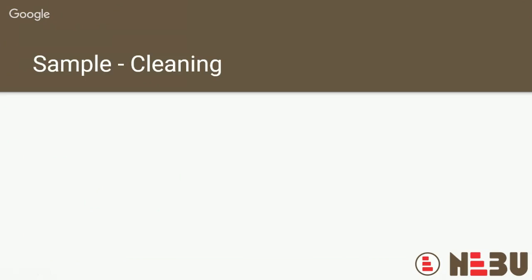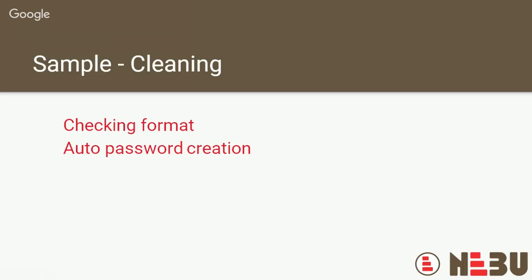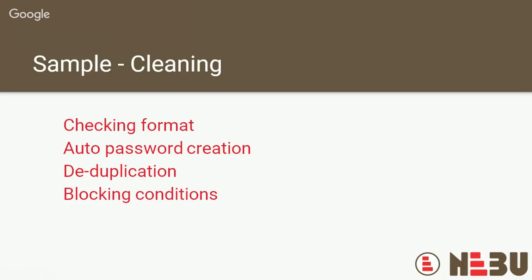So we've got our script ready. We've got the look and feel, the style ready as well. Now we're going to look at the sample who we're going to send this to. So if we're looking at different cleaning methods on there, we've got to check the format. We've got to make sure that it is going out to an email. We can create passwords as part of this process. We can deduplicate, remove doubles in the system as well, and we can set up additional blocking conditions.